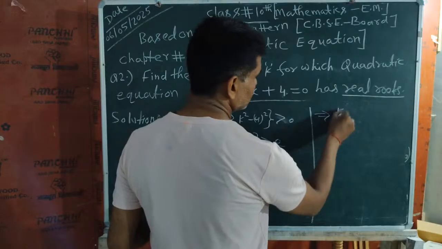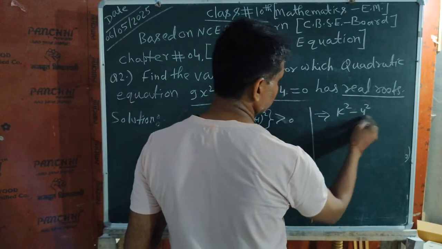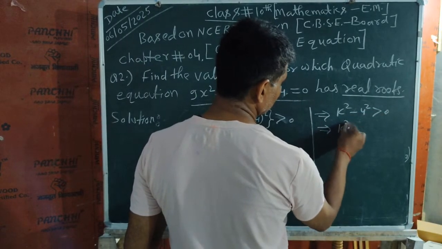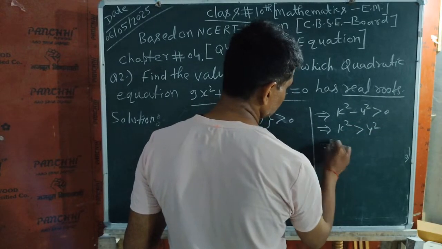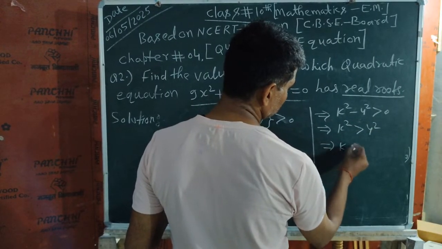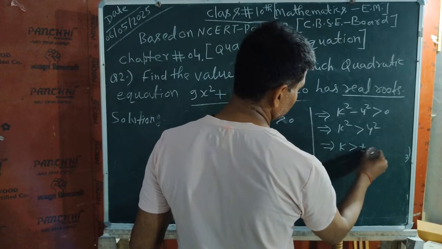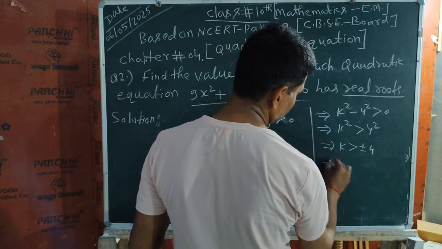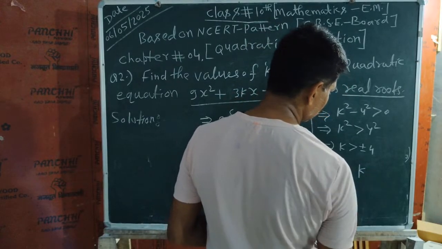Okay students, so further I have to also write this information like this, implies that k square minus 4 square is greater than 0. I will write k square is greater than 4 square. I will take its square value. So k is plus minus 4. It means that I will say the value of k is existing.